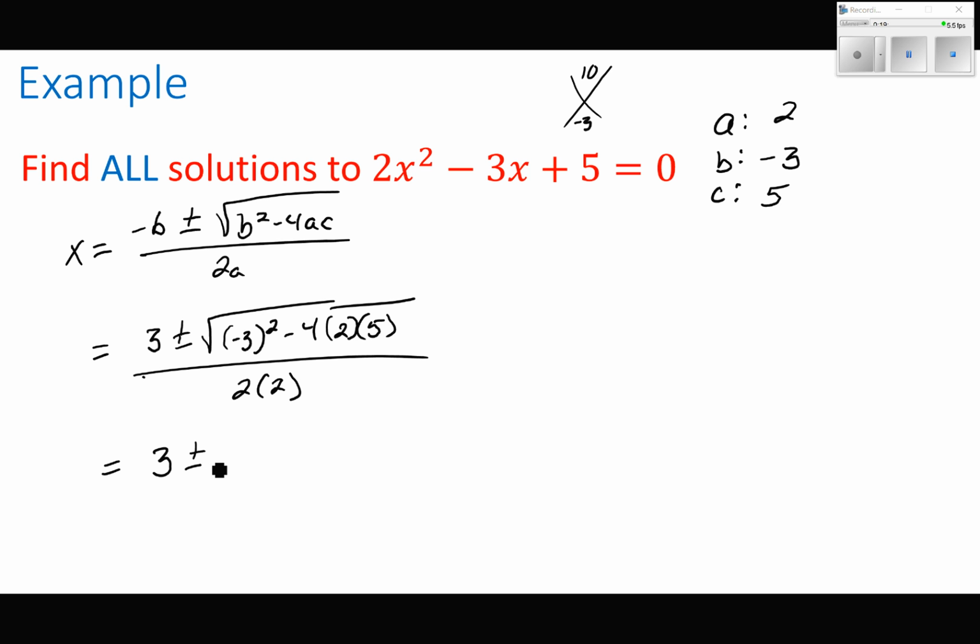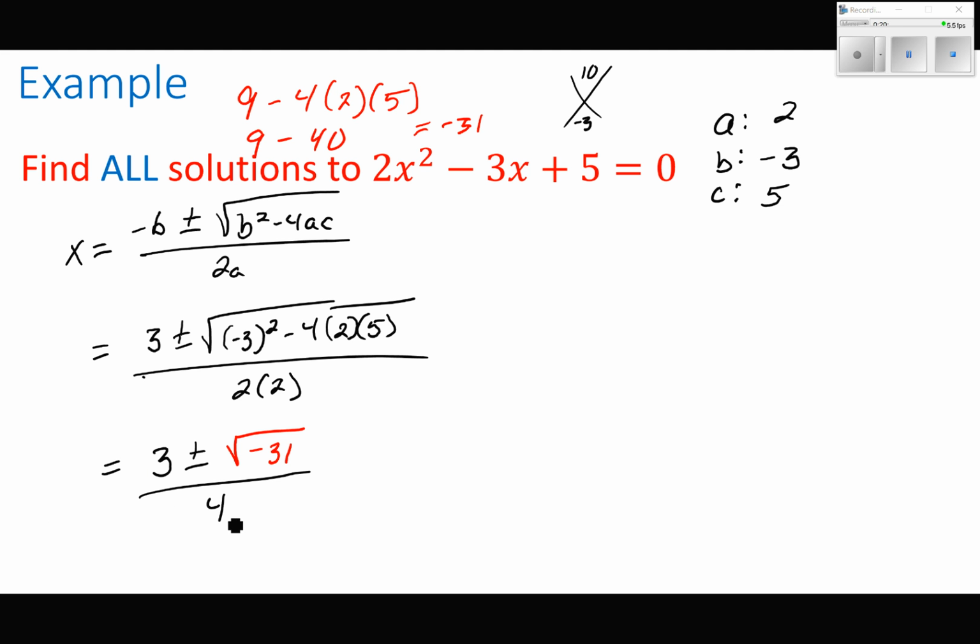So I have 3 plus or minus. Let's figure out what this discriminant is. Negative 3 squared would be 9, minus 4 times 2 times 5. 4 times 2 is 8. 8 times 5 is 40. So it's 9 minus 40. What's 9 minus 40? It's negative 31. All right, so under my radical here, I have a negative 31, and it's all divided by 4.